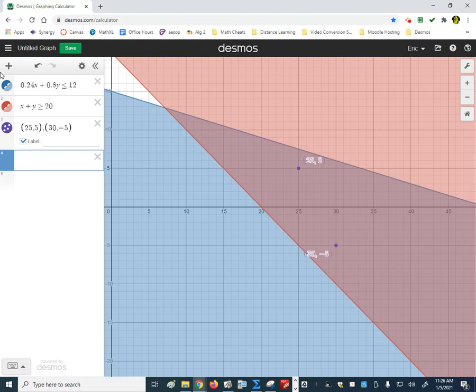Would everybody agree with that? The number of oranges we could have has to be non-negative, which means it could be 0 or positive. We could have 0 oranges. That's possible. We just don't buy any oranges, but we can't buy a negative number, right?